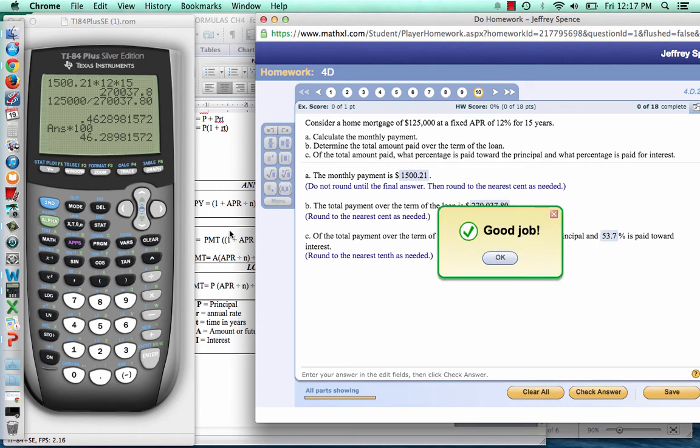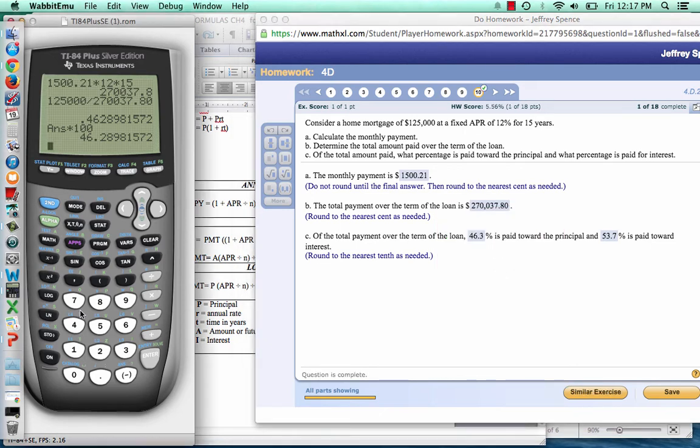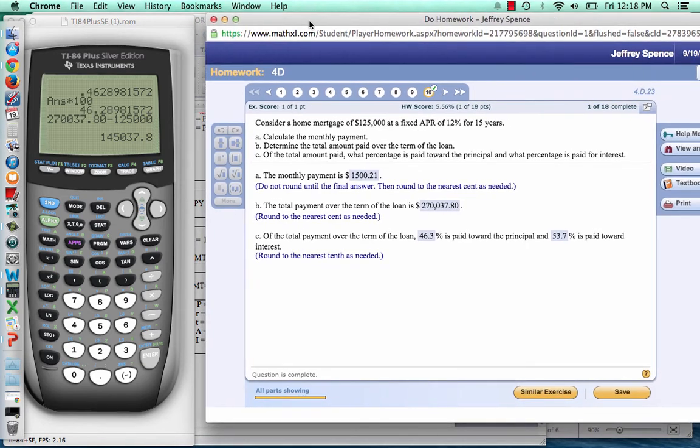Okay, if you want to see the actual amount that you paid towards interest, you would do the $270,037.80 that you paid off in the 15 years, minus the $125,000 that we borrowed. Now I know this question doesn't ask this, but you will be asked this in other parts. This is the actual interest that you paid. So you actually paid more in interest than what you borrowed. We paid more than double what we borrowed to borrow $125,000, and that typically happens on home mortgages.